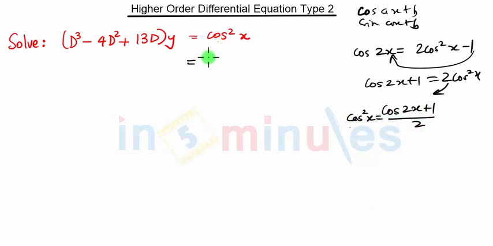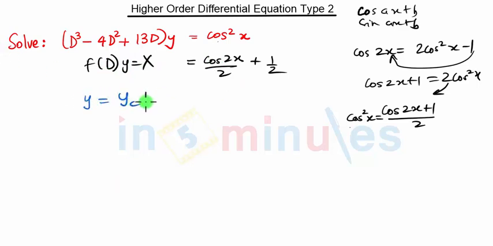Instead of cos square x, I am going to write as cos 2x upon 2 plus half. I am just separating the denominator. So this equation is of the form f of D into y equal to X, where X is this part. So now the solution for this equation is given by yc plus yp. Now we will find the yc.